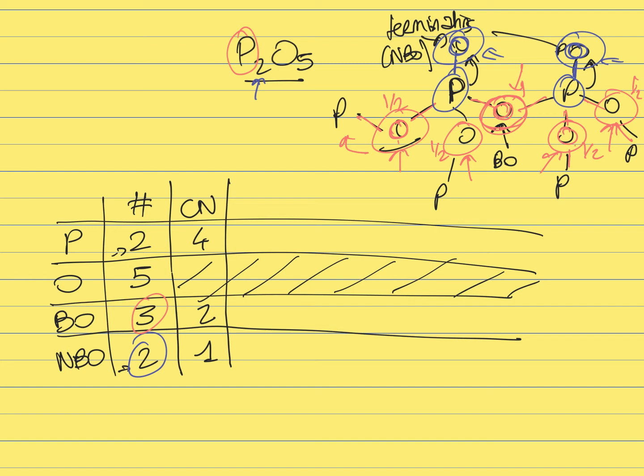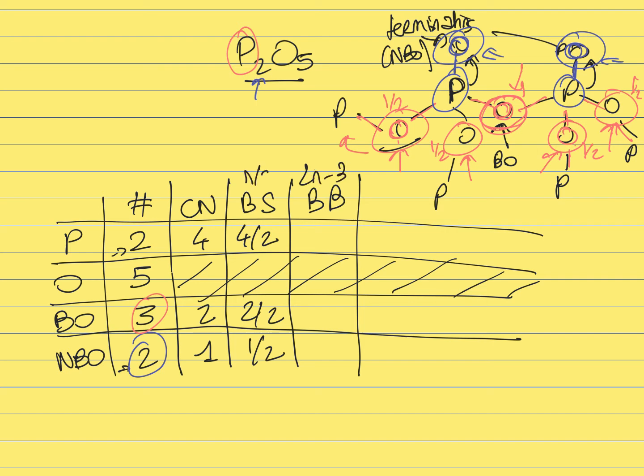So next step, now that we have the coordination number, we can add the bond stretching constraint. So since phosphorus has a coordination number of 4, that's going to give you 4 divided by 2, so 2 bond stretching constraints. BO would be 2 divided by 2, NBO is 1 divided by 2. Now bond bending, this is given by 2R minus 3. So for phosphorus, it's 5, just like silicon. Those are the 5 angles to define the tetrahedron. Next, boron. So it has bridging oxygen.